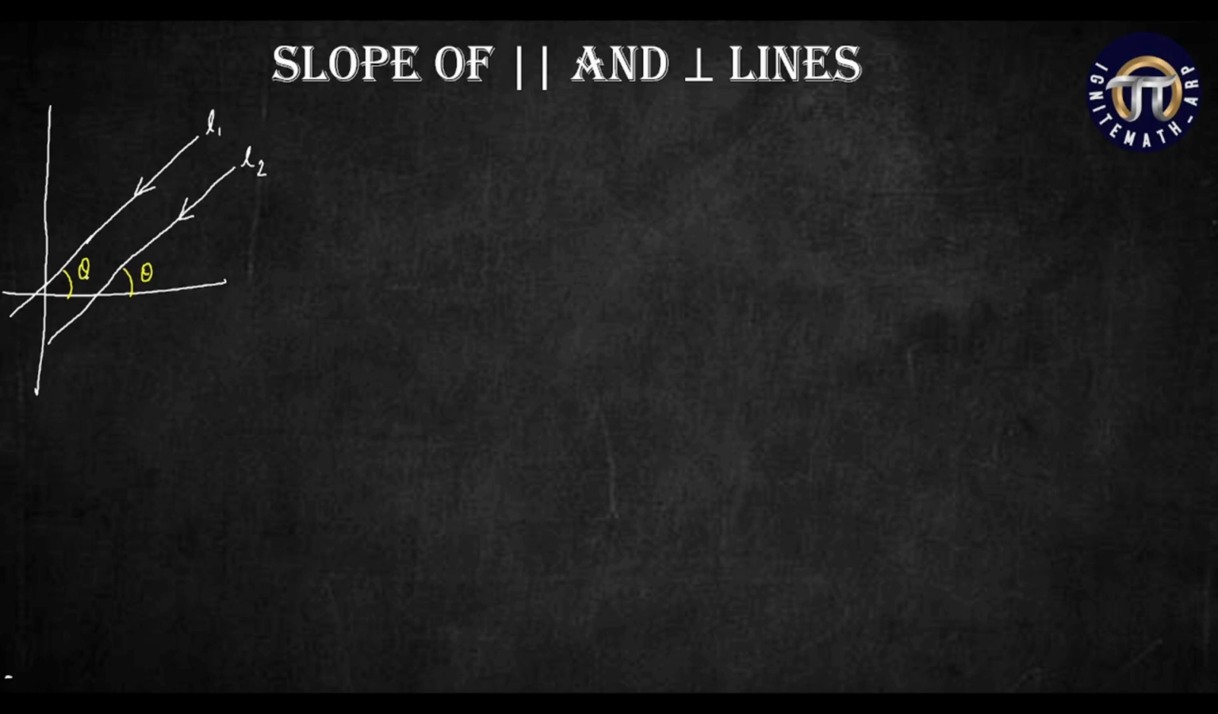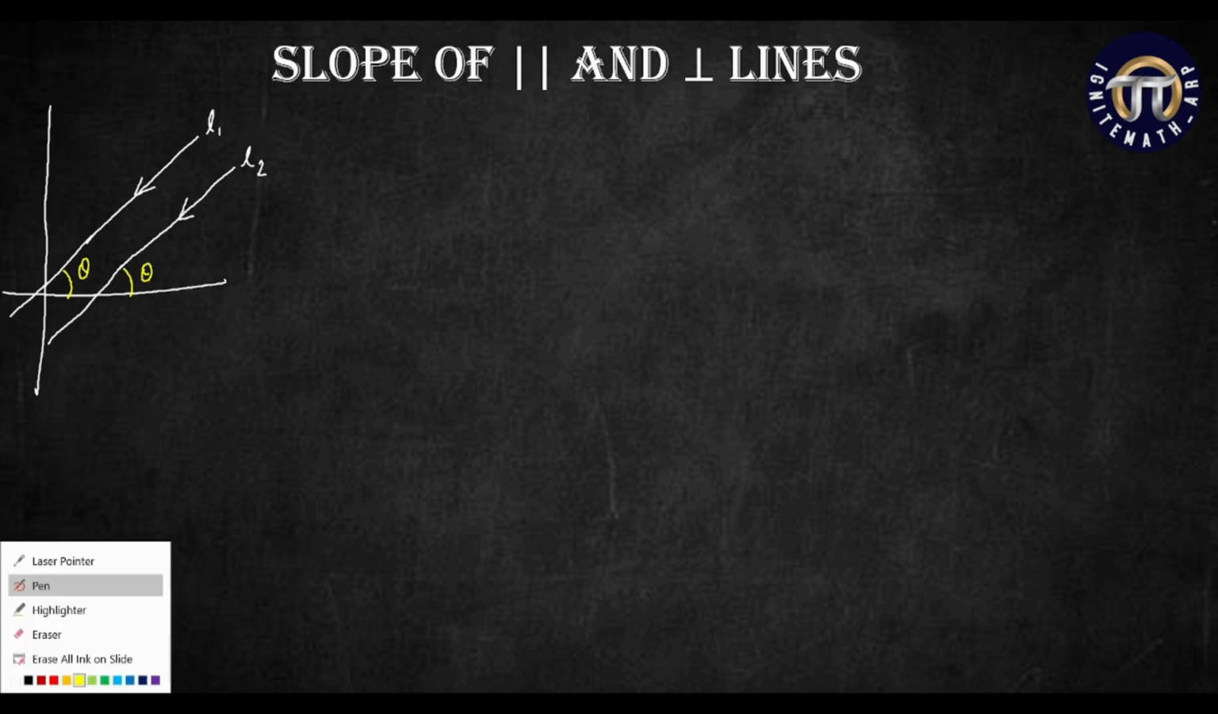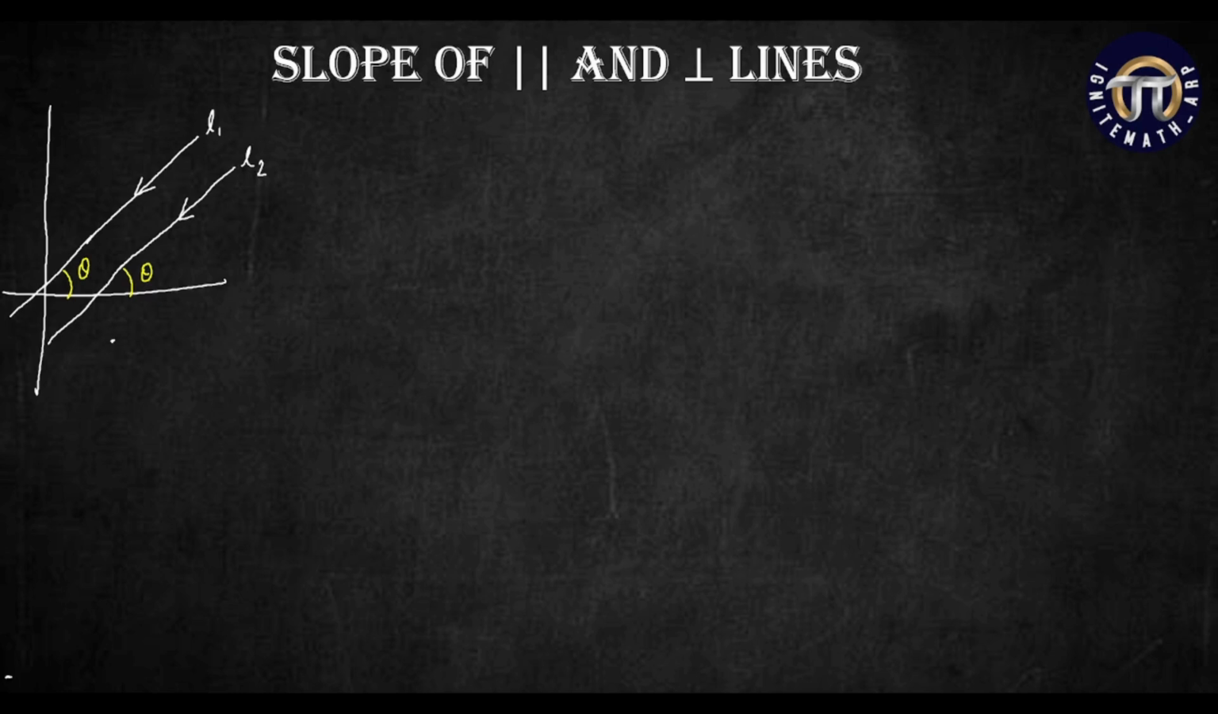Can you tell me why? Because they act like corresponding angles. Corresponding angles will be equal whenever a transversal is drawn to a pair of parallel lines. So now, if I want to find out the slope of L1, what can I say? It is tan theta. So the slope of the line L2 is also equal to tan theta. So the slopes of the lines L1 and L2 are equal to each other. Why are they equal? Because their inclination is the same.